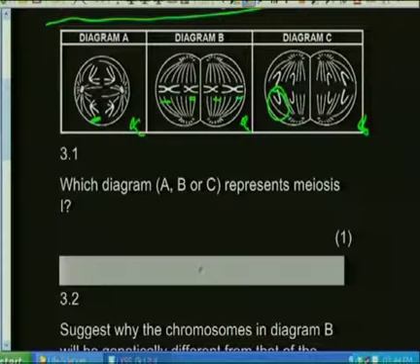Which diagram, A, B, or C, represents meiosis 1? In meiosis 1, the chromosomes are together or they are whole. So the only answer there could be diagram A.